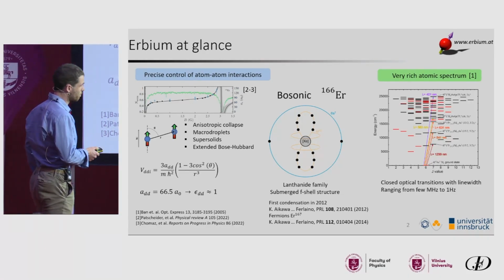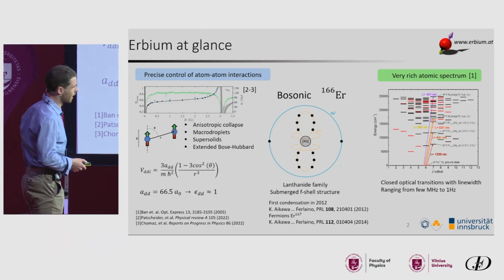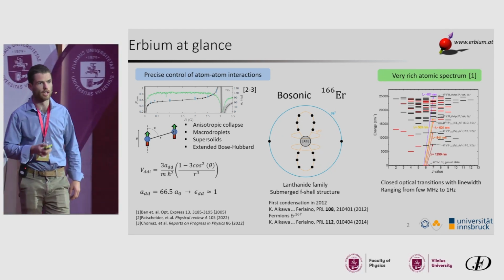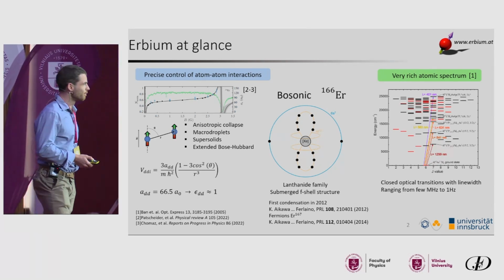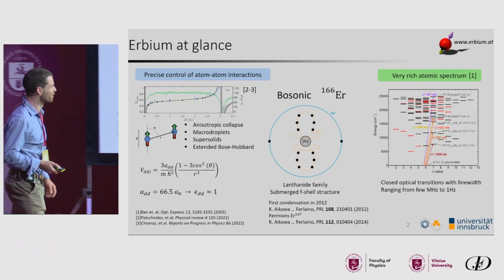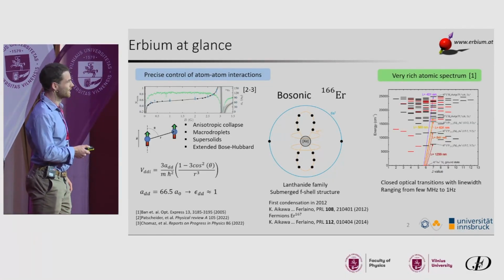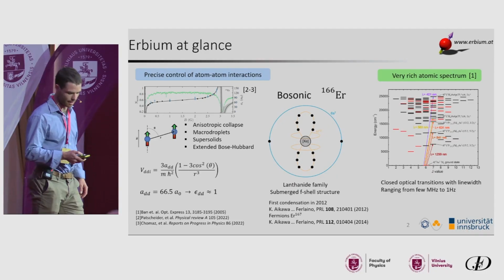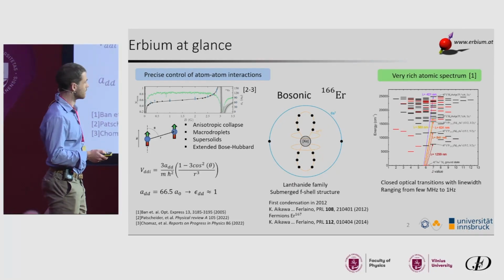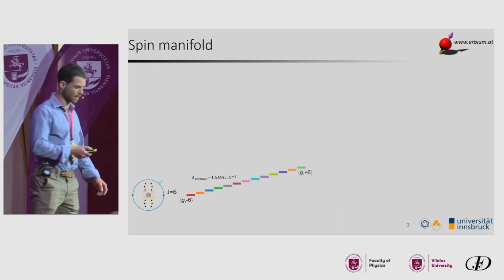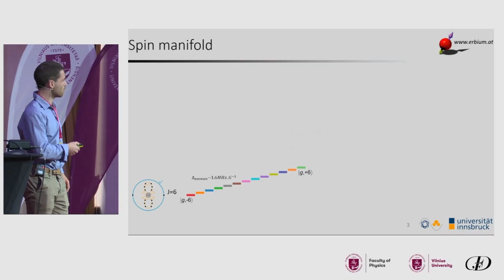And there's a nice property also in erbium: the angular momentum in the ground state is J equals 6. So if you know about your quantum physics class, it means that you actually have a certain spin manifold in the ground state you can use to do physics with. And so this is exactly how the ground state of erbium looks like.